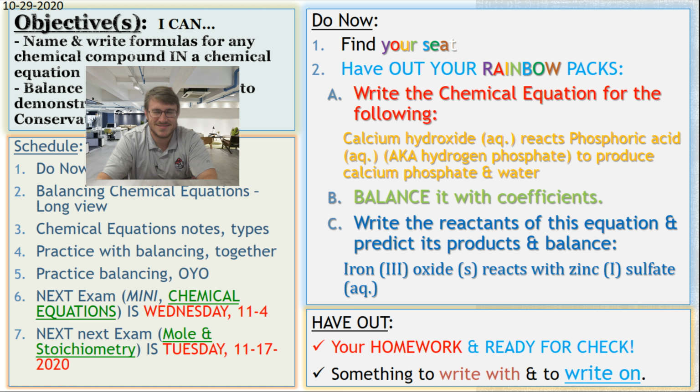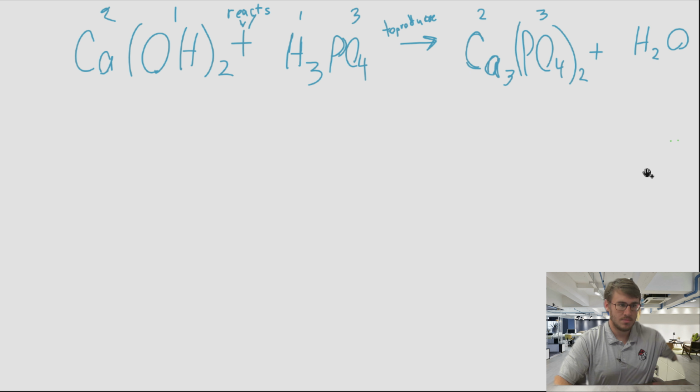Okay, so next up is the checking of your do now. So if you hadn't paused yet, check it out. Anyway, we see here that it was calcium hydroxide with phosphoric acid, which is hydrogen phosphate. So there it is, to produce calcium phosphate.